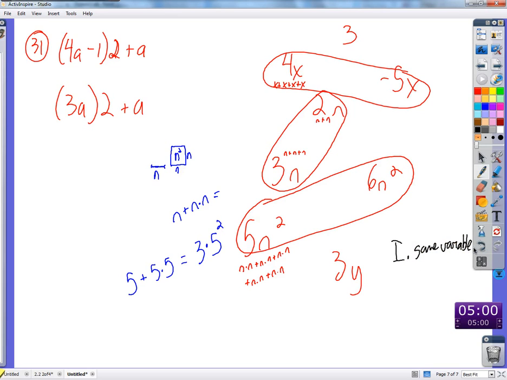But that's not enough, because these are the same variable, right? But we discussed a few different ways how they're not like terms. They're not the same kind of thing. We can't add them together. So what else do they have to have alike? The power has to be the same. So the same variable with the same power.